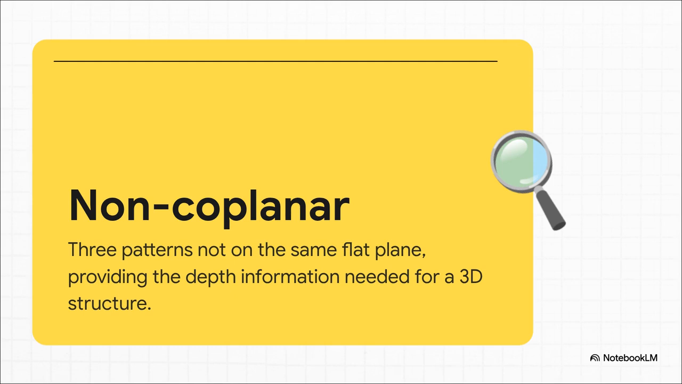Now, there's a sciencey term for this. It's called non-coplanar. All that means is that the 3 patterns aren't all lying flat on the same surface. And once you have 3 patterns that aren't on the same plane, well, that's basically the geometric equivalent of having length, width, and height. All of a sudden, you have everything you need. You've got all the data to map out the crystal's entire 3D shape.